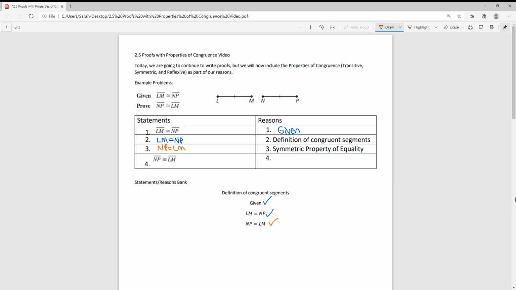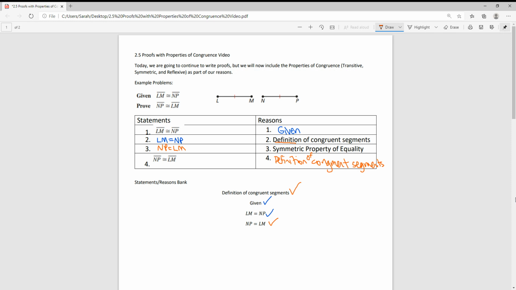Now we go back and it says segment NP is congruent to segment LM. So that looks like basically the opposite order of what we did in 1 and 2. Since we know that the lengths are equal, we can say that the segments are congruent. So we are once again using the same definition of congruent segments, just kind of in the reverse order that we did before. Excuse my handwriting, it is not the prettiest today. So definition of congruent segments is our last reason.